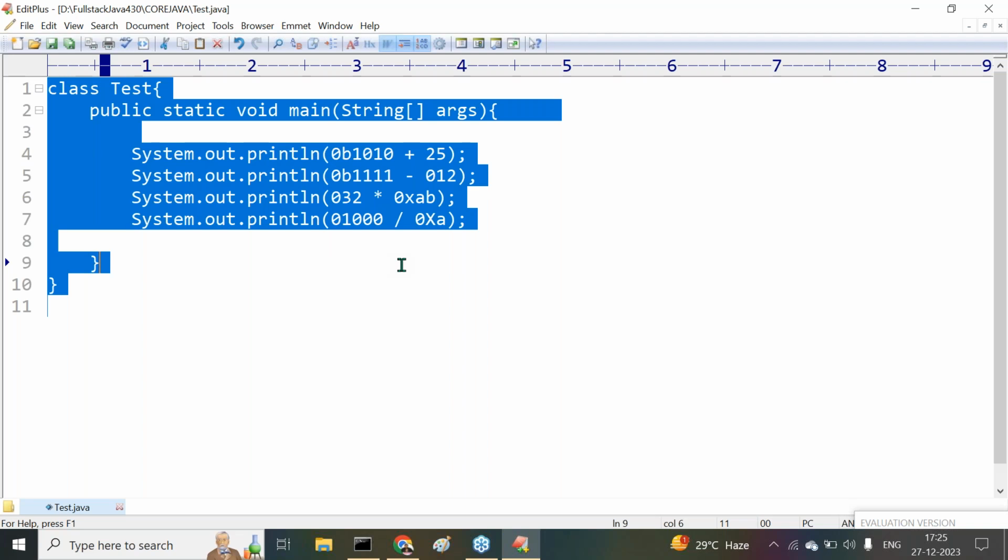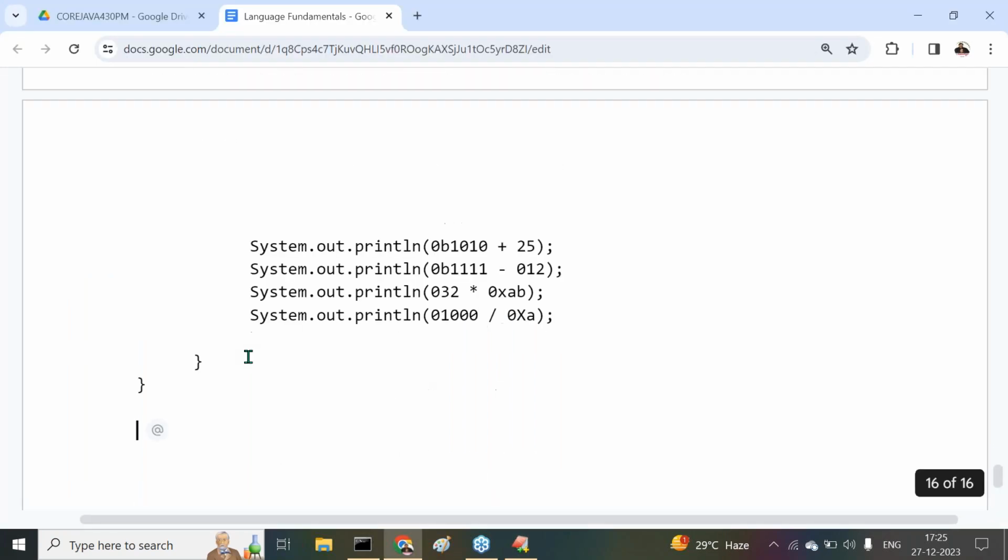Number of times I said to you, allowing number systems inside Java programs is only for the sake of the developer's convenience. As part of his mathematical relationships, if he wants to provide some number system directly, then he is able to use those number systems. Apart from that, it is not useful in processing. Internal processing is on the basis of decimal values only, not on the basis of the provided number systems. Please remember this point.